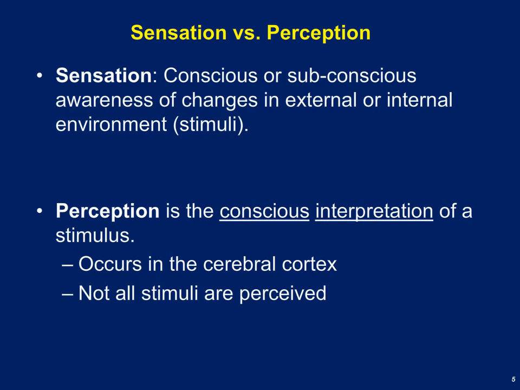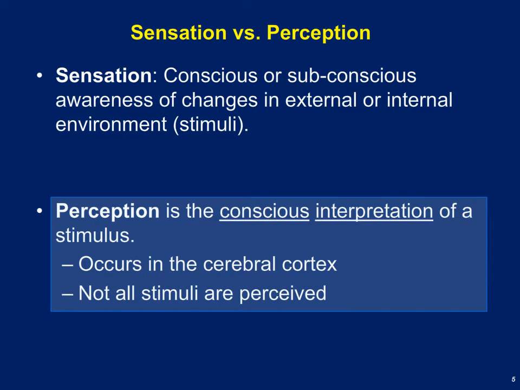On the other hand, perception is the conscious awareness and interpretation of a stimulus, and this happens exclusively in the cerebral cortex, whereas sensation can happen to some degree within the thalamus. We may become aware of a stimulus, but we can't say exactly where that stimulus is originating from on the body until that sensory information travels all the way up to the cortex, because the cortex is where perception occurs.